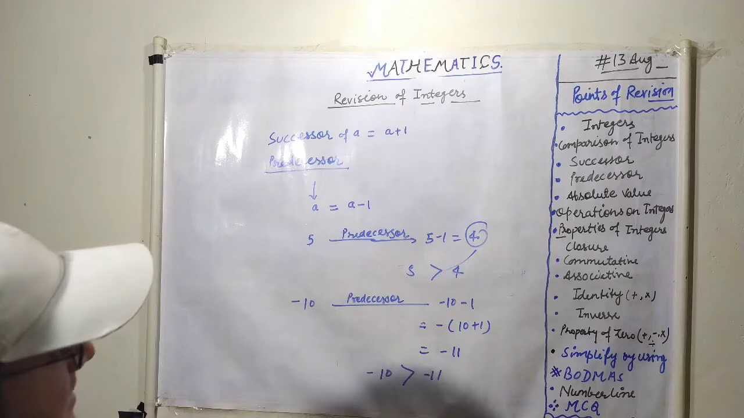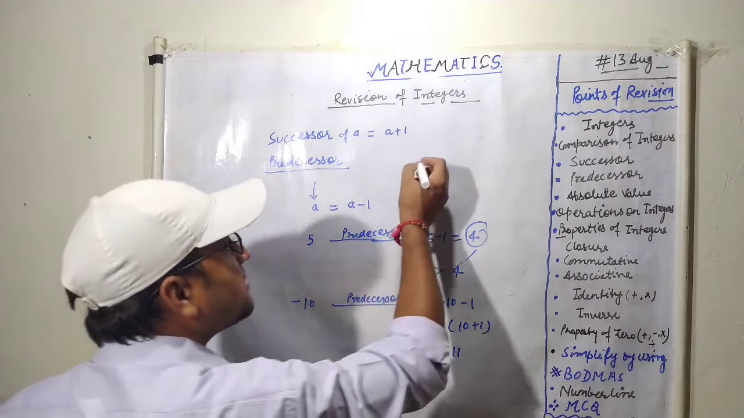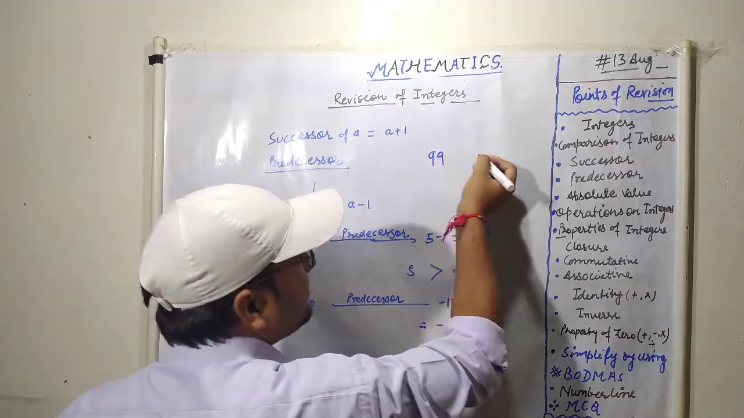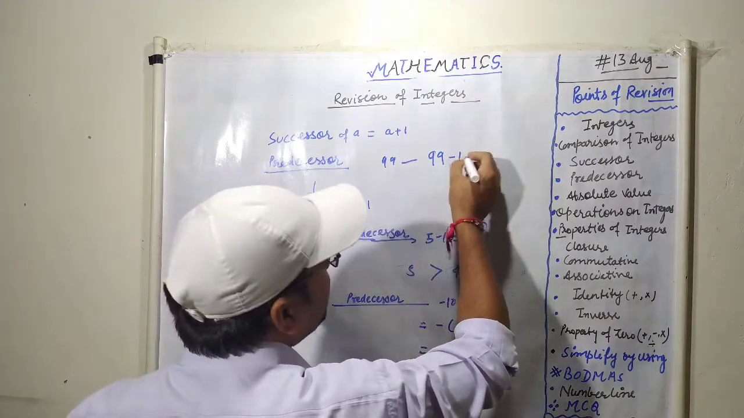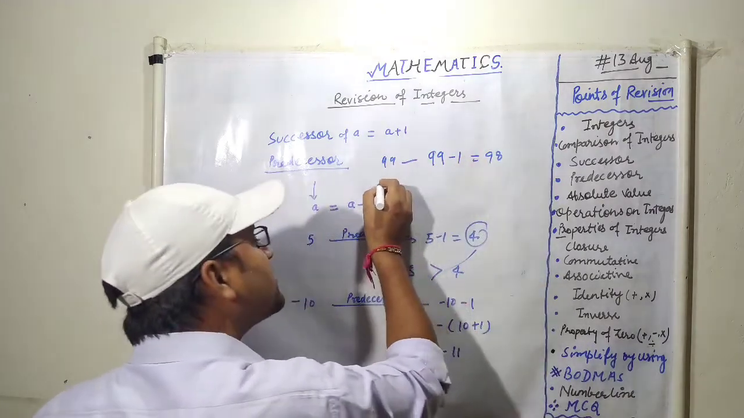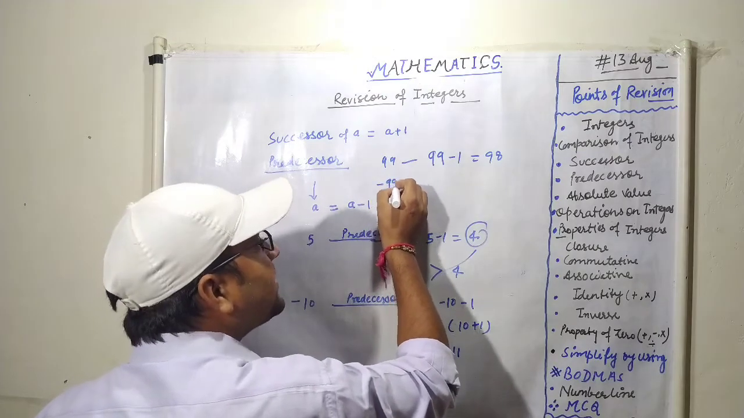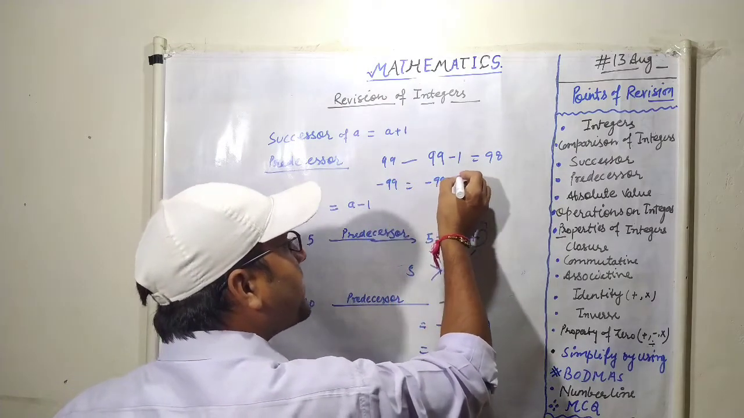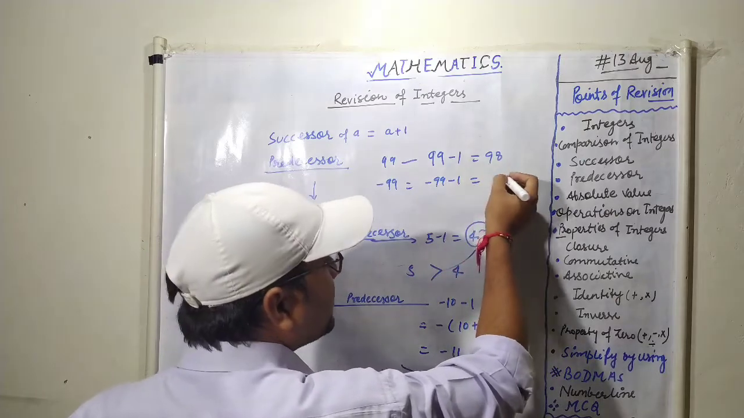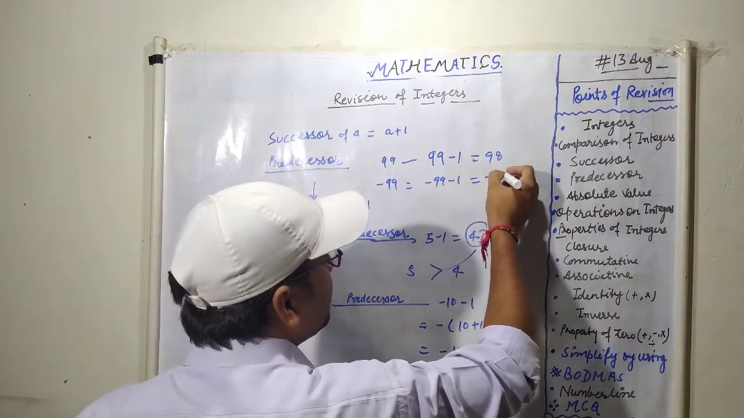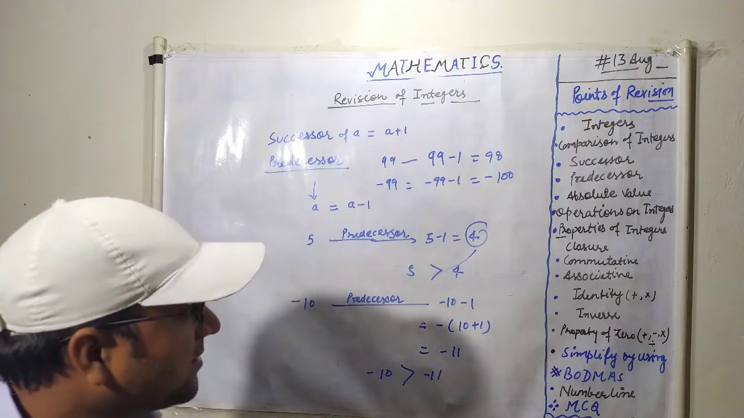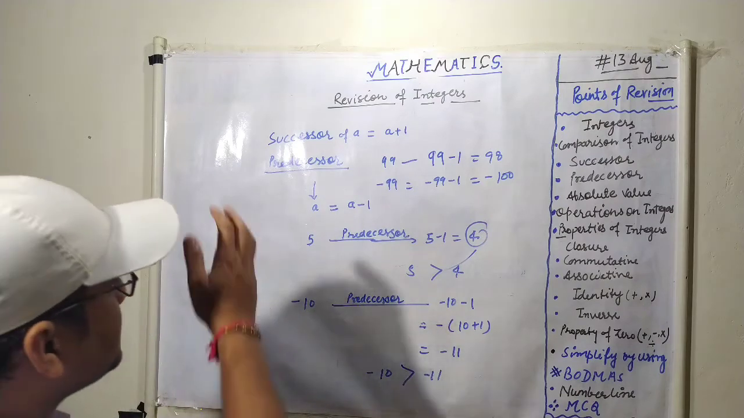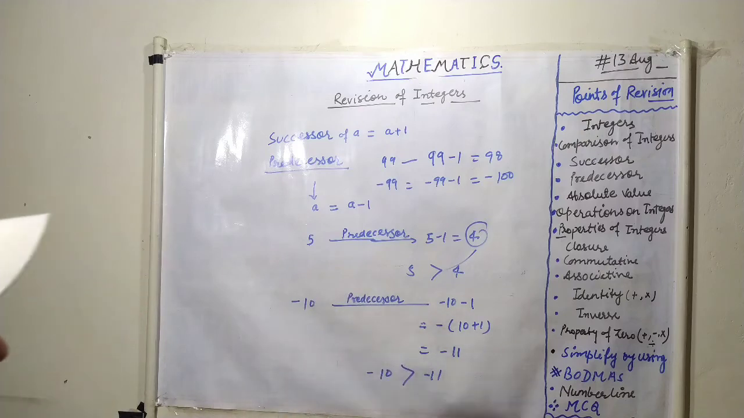This is a predecessor. So what is the predecessor of 99? You will subtract 1 from that. Predecessor of 99 is 99 minus 1, 98. So what is the predecessor of -99? -99 and -1, both are negatives. Add that value and put the negative sign. -100 is the answer. So this is your predecessor. I think if you get this type of question, you will easily solve it.